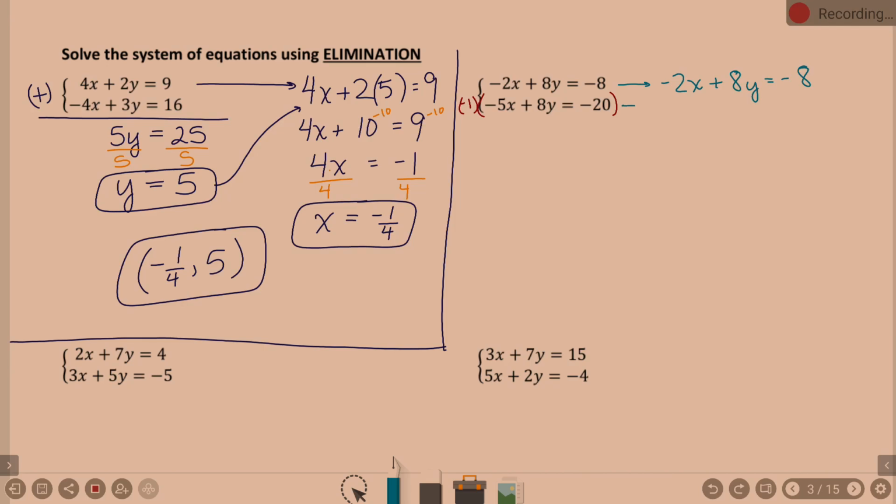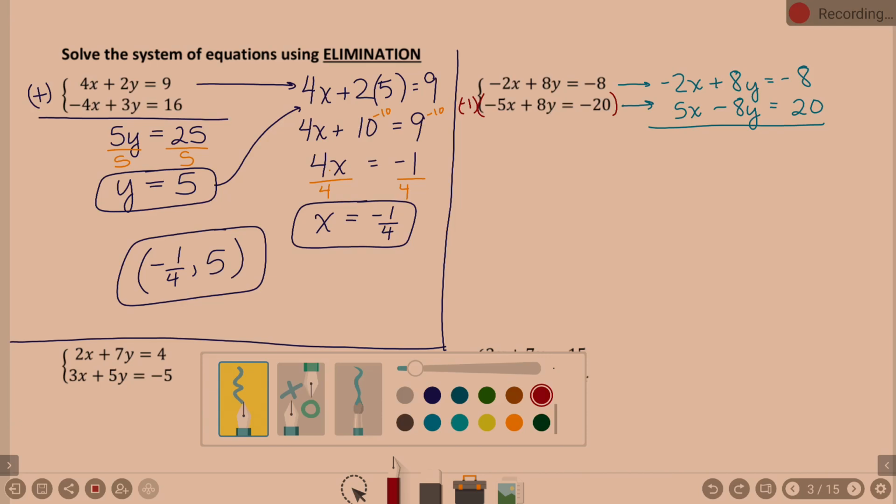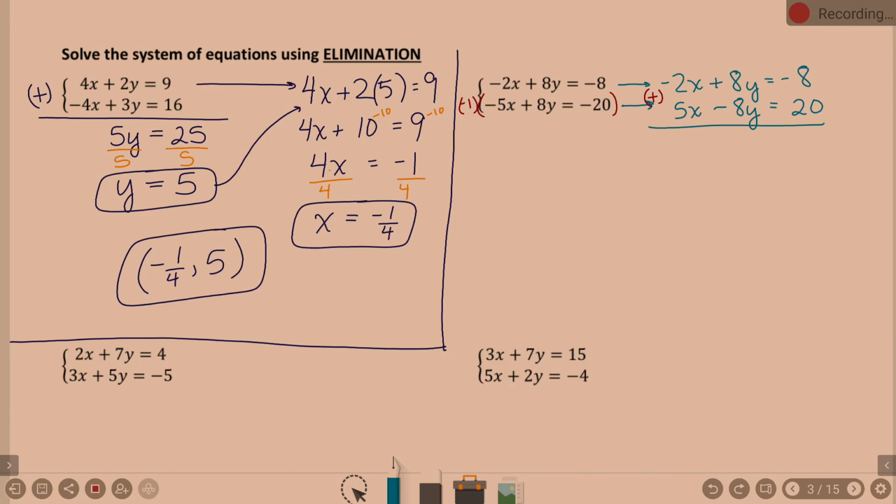Did not change anything. The bottom equation, if I'm multiplying by a negative, it's going to change every sign, yes? So negative 5x becomes positive 5x, plus 8y becomes minus 8y, and negative 20 becomes positive 20. And now my 8y's have opposite signs, yes? So I'm ready to add my two equations together.